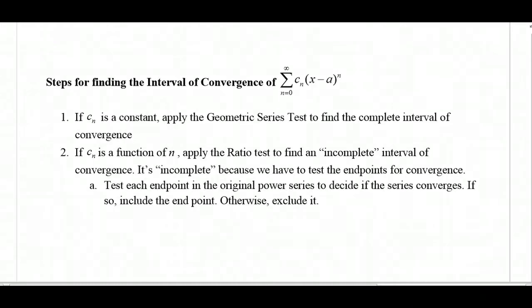Steps for finding the interval of convergence of the power series from n equals 0 to infinity of c sub n times x minus a to the n. So if c sub n is constant, then we can apply the geometric series test to find the complete interval of convergence. But if c sub n is a function of n, we must apply the ratio test to find an incomplete interval of convergence at first. Now it's incomplete because we have to test the endpoints for convergence.